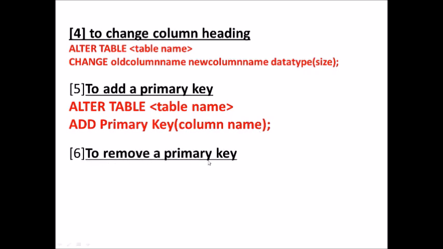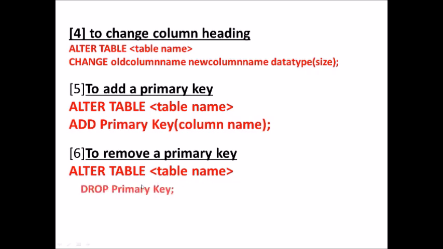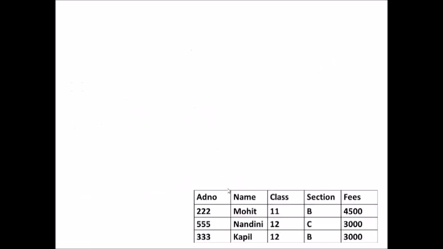Next is to remove the primary key. Suppose you want to remove the primary key, you can use the same alter table command in the following format: alter table table name and drop keyword. So drop keyword, if after drop you write primary key, since there is only one primary key in the table, so it is deleted. That column will not be deleted, only the property primary key of that particular column will be removed. So let us take the examples for these commands.